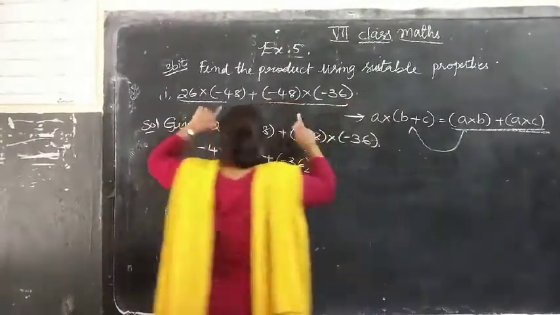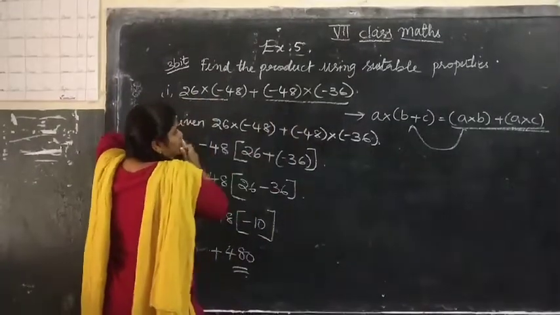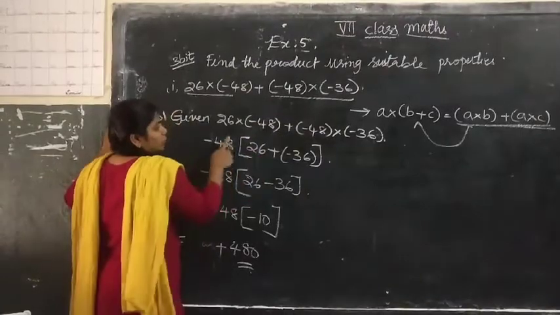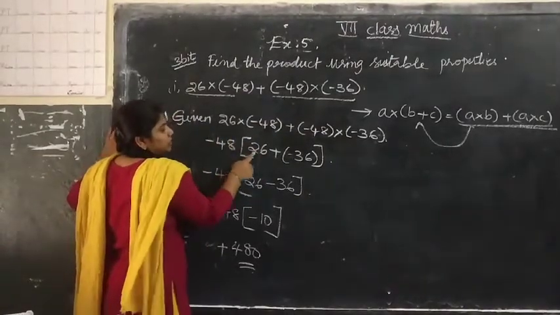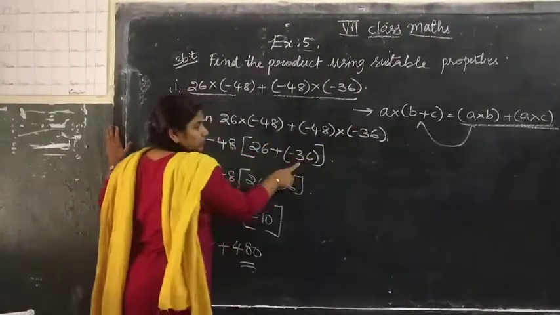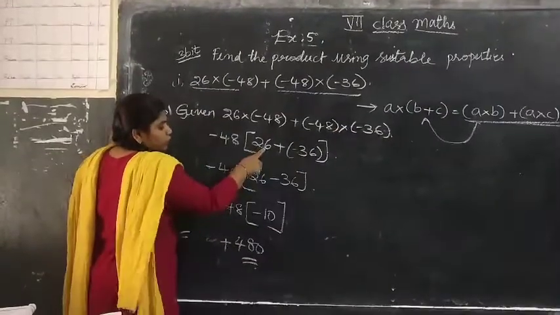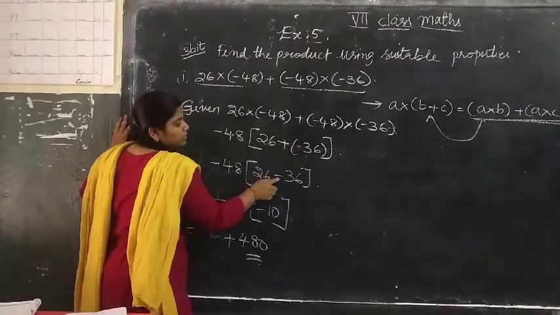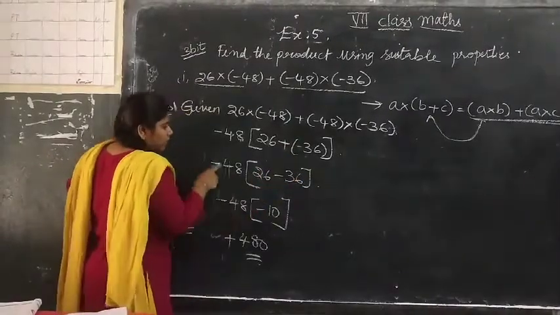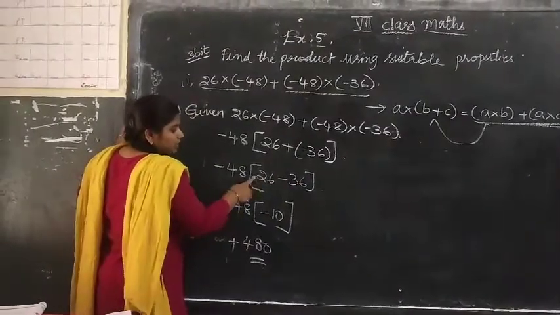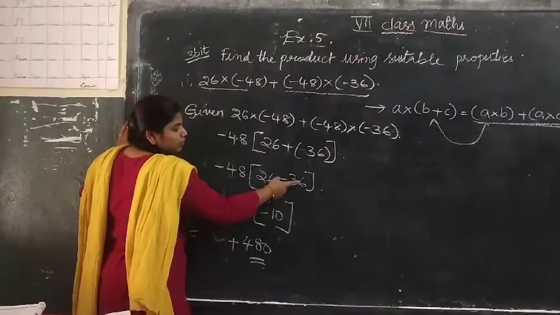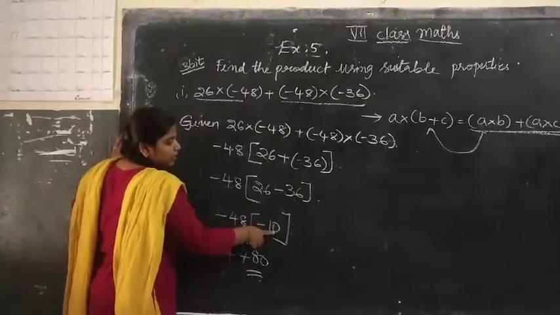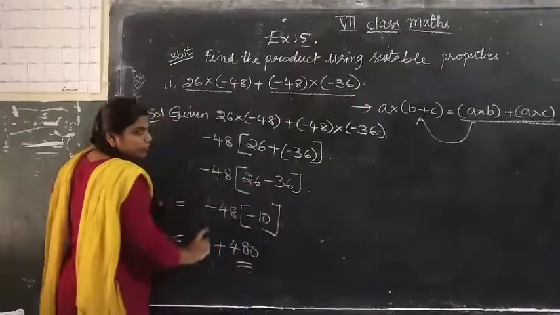In the same way, from these two terms we are taking out minus 48 as common. Minus 48 taken common. So what are the remaining numbers here? 26 plus minus 36. Minus 48, 26 I wrote as is, the double sign I have taken into a single sign. Plus into minus is minus 36. Now minus 48, plus into minus is minus. From the bigger number you subtract the smaller number: 36 minus 26 is 10. And with the bigger number's sign, that will be minus 10.